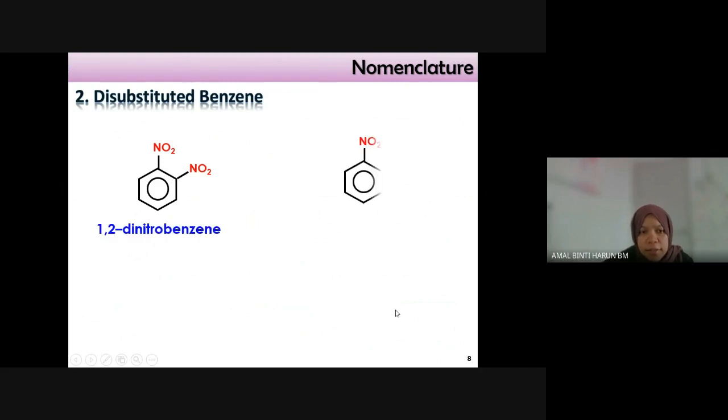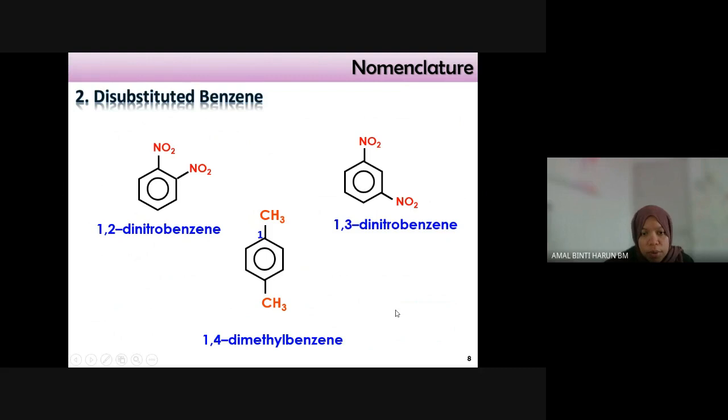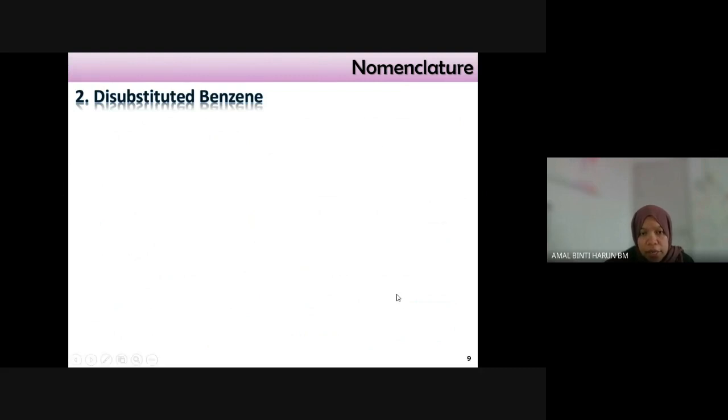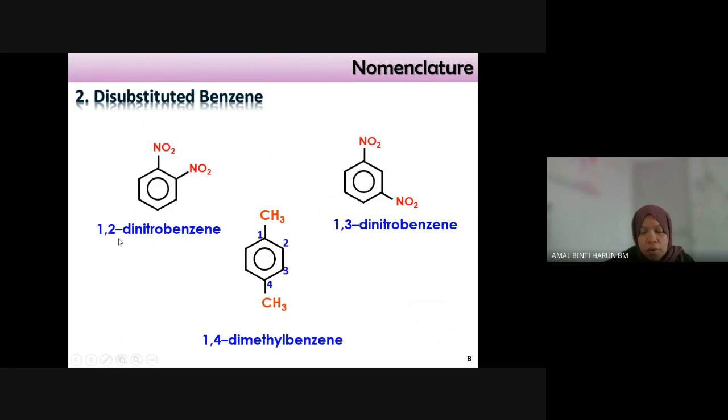Next is 1,2-dinitrobenzene. So we can number it like here: ortho-dinitrobenzene, ortho-dinitrobenzene, para, meta, and 1,4 para-dimethylbenzene.